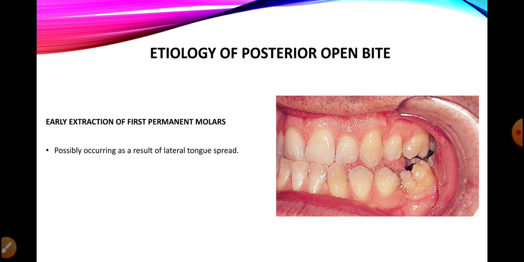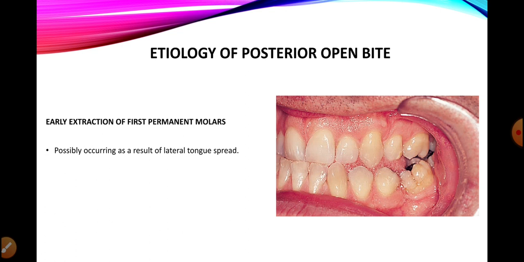Now I'll be talking about the etiological causes of the posterior open bite, which vary from the anterior open bite. Usually, posterior open bite is not very common, and the etiology is also less understood, but still there are certain factors that may contribute to its establishment. I'll be discussing them one by one.